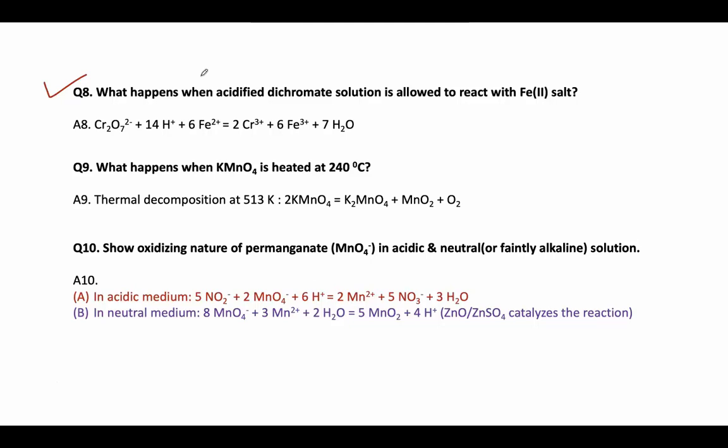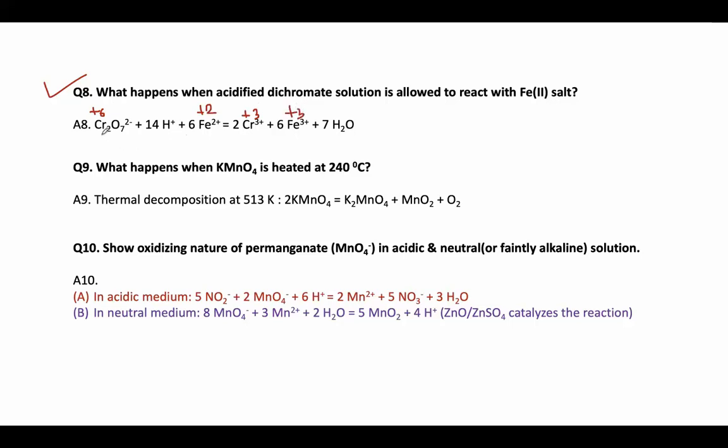So I have already told that dichromate is a very strong oxidizing agent, and iron 2 is readily oxidized to iron 3. Here you can see in dichromate, the oxidation state of chromium is +6, and in this case the oxidation state of chromium is +3. In iron 2, the oxidation state is +2, and in iron 3, the oxidation state is +3.